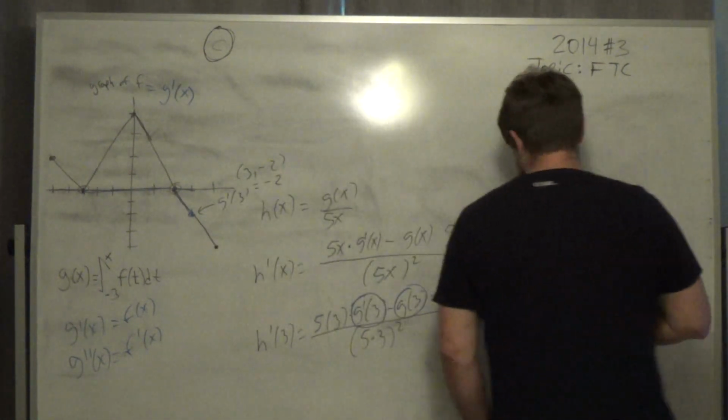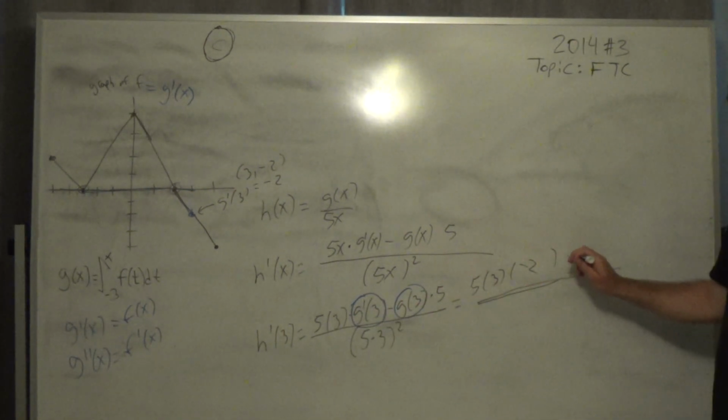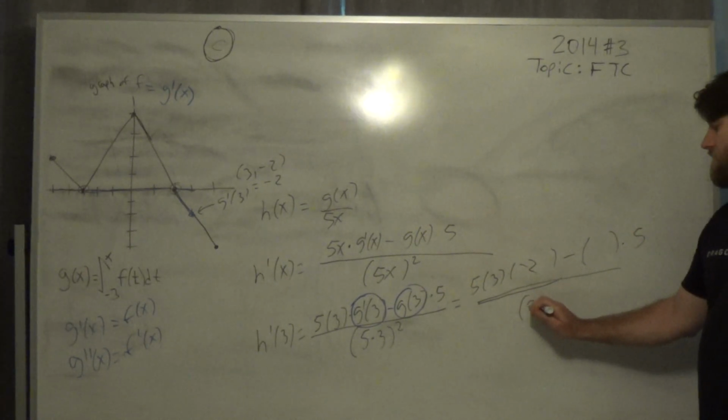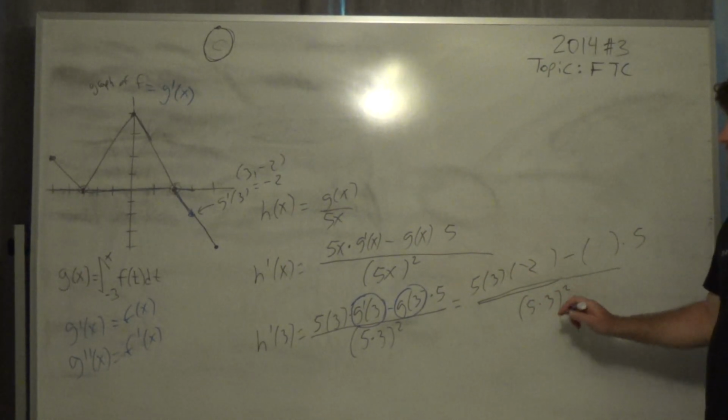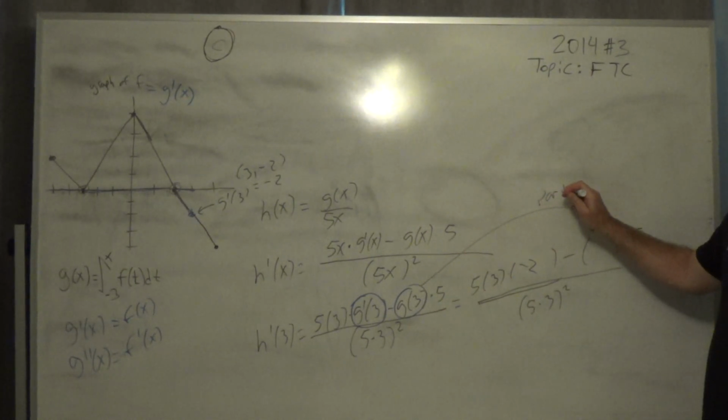Okay, so let's look at what we have. We have this times this times this, and now we need minus g of 3 times 5 over 5 times 3 squared. Now how am I going to find g of 3? Well, good news, we did this in part A.